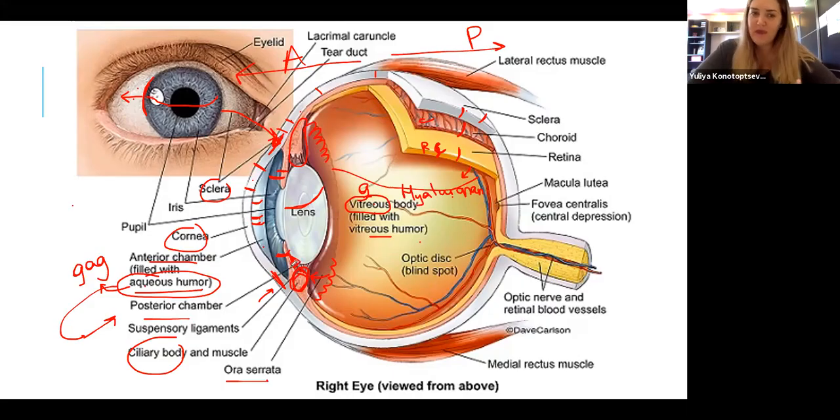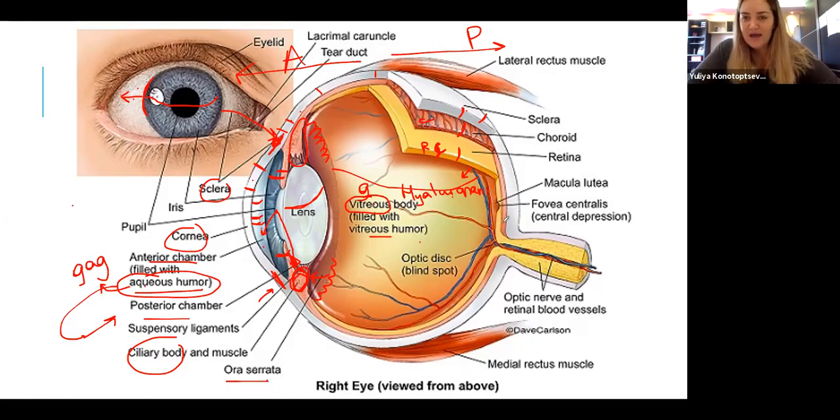Who do you think will be making this aqueous humor? The ciliary body. Okay, so the ciliary body is going to produce the aqueous humor, put it into the posterior chamber, and then push it through the pupil to the anterior chamber. So the aqueous humor will be flowing like this, from the posterior chamber to the pupil, to the anterior chamber. And then there's a bit more details. We'll talk about it. Is it clear?